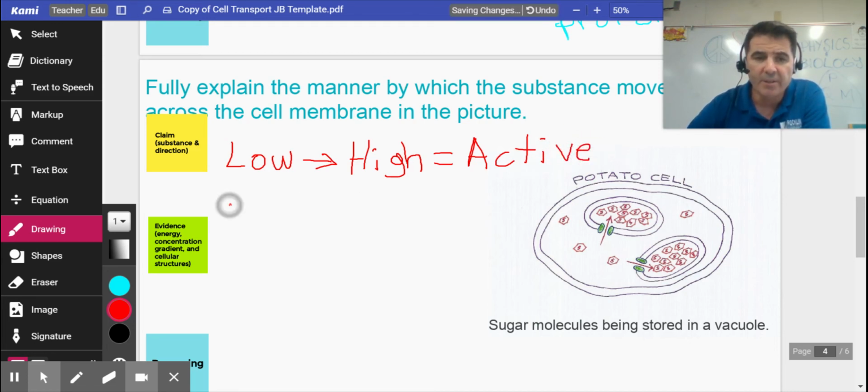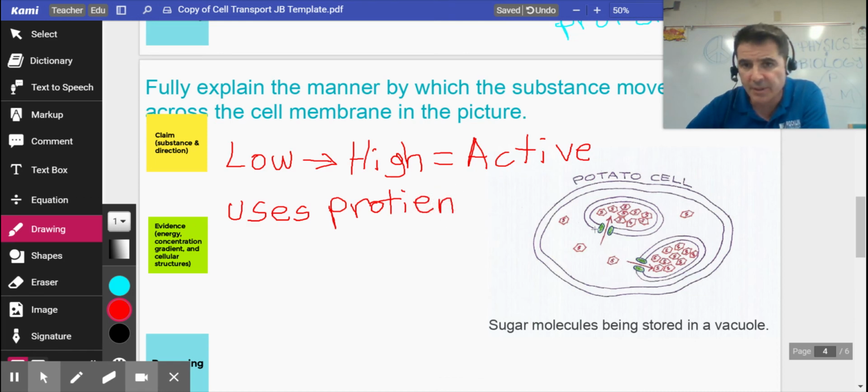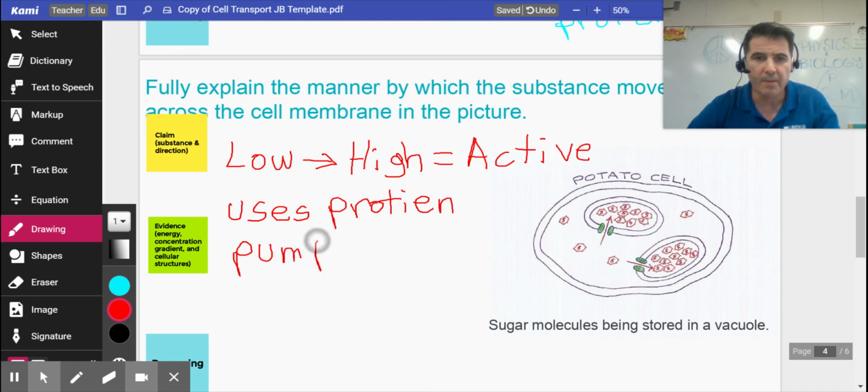So active transport uses two things. It uses what are called pumps, and we can call them protein pumps because the membrane proteins are these little things here. It uses protein pumps to go the opposite direction. And it also uses ATP. ATP is that energy molecule that we need to use to go the wrong way. And so it uses ATP for energy.